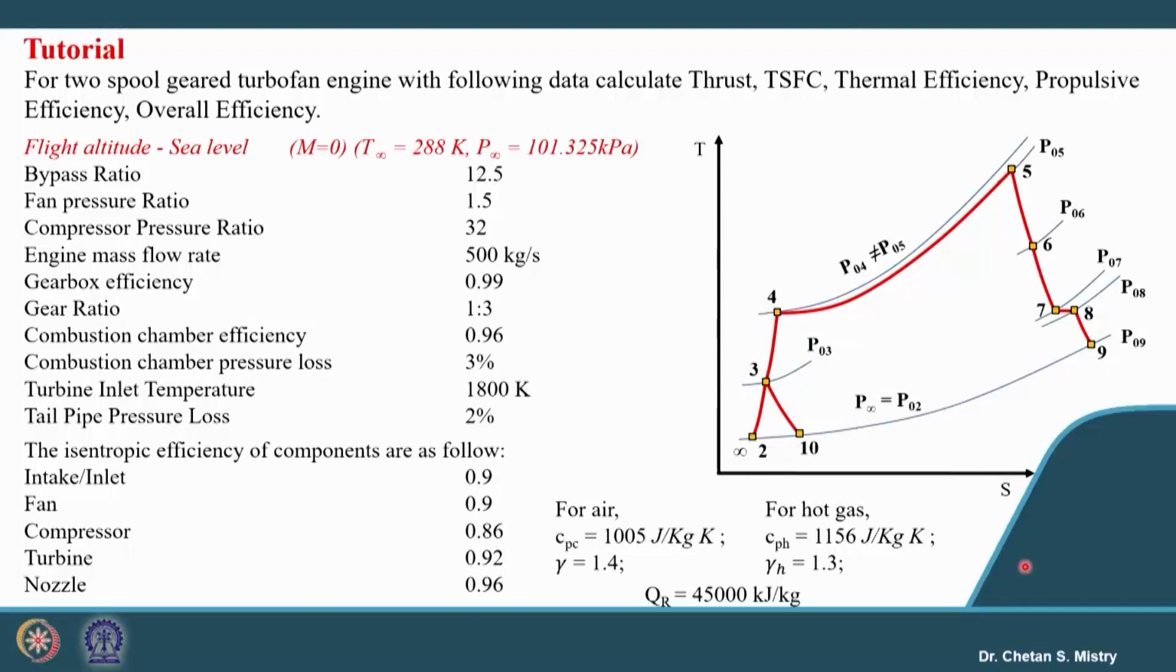In the last lecture we were discussing this tutorial problem, where we have taken the information given in terms of bypass ratio, fan pressure ratio, compressor pressure ratio, total mass flow rate or engine mass flow rate, and turbine entry temperature. With all this information we tried to calculate our thrust specific fuel consumption, thermal efficiency, propulsive efficiency and overall efficiency.